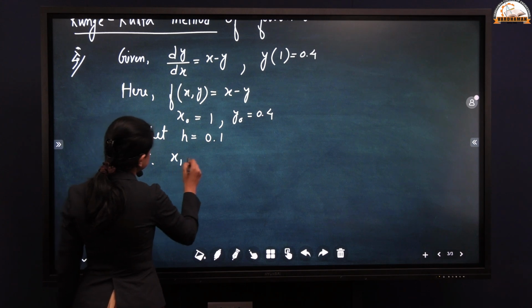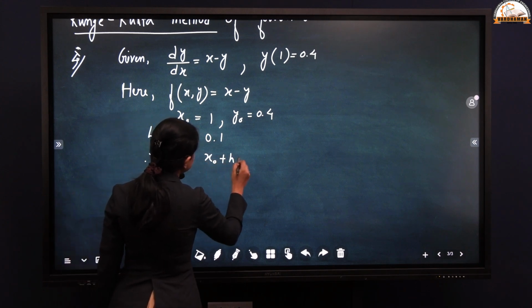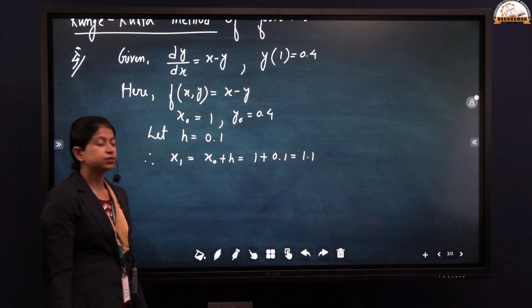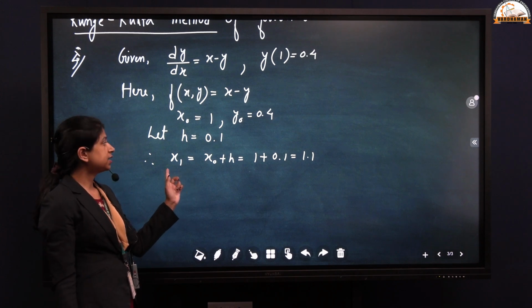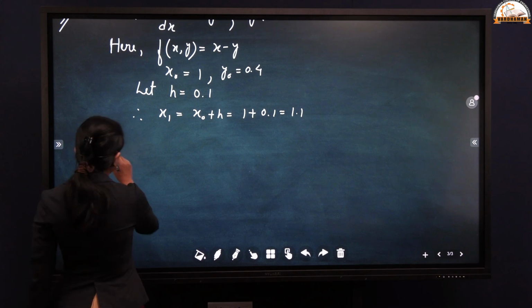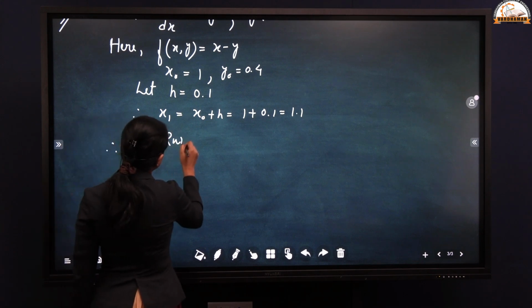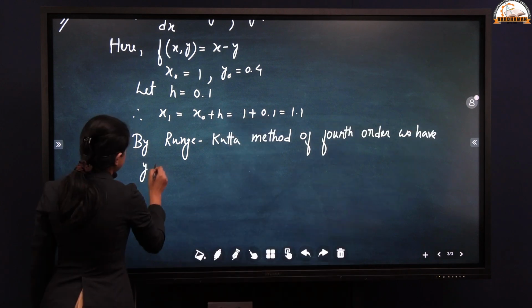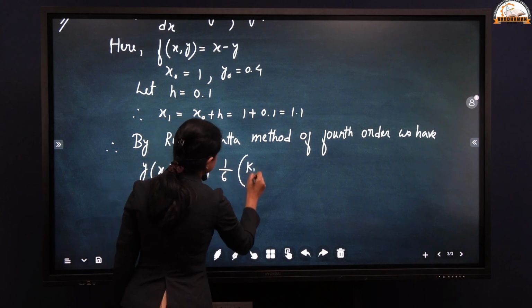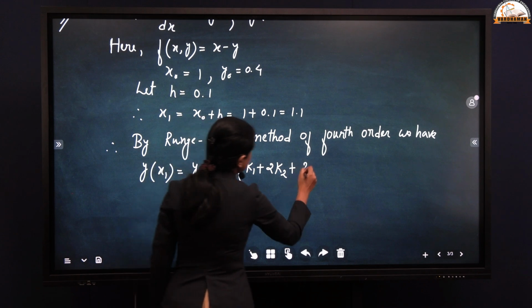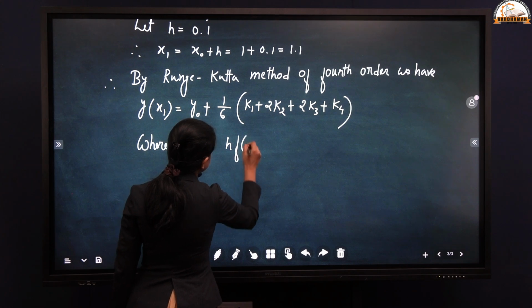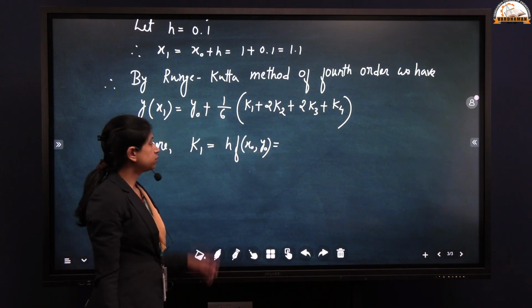Therefore, x1 is equal to x0 plus h, 1 plus 0.1 equal to 1.1. In the question, it was asked that we need to find y value at x equal to 1.1. Now we will use the Runge Kutta method of fourth order. Therefore, by Runge Kutta method of fourth order, we have y at x1 equal to y0 plus 1 by 6, k1 plus 2k2 plus 2k3 plus k4, where k1 is equal to h into f of x naught y naught. Now let us find what will be k1.